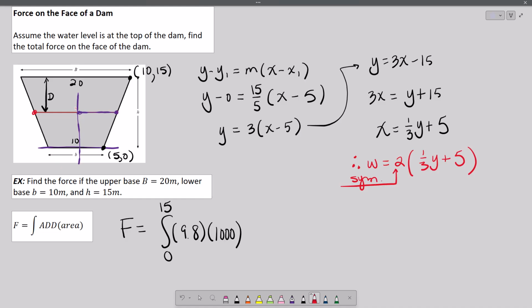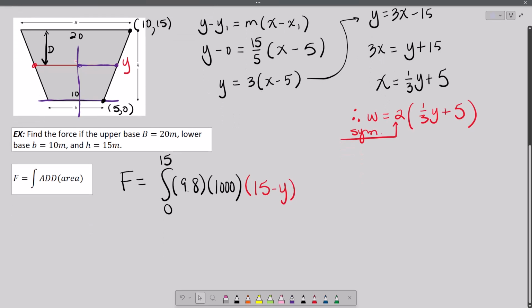15 minus y. So this generic strip that I drew here is the generic horizontal strip at y. Just like a generic rectangle that's vertical is at x, a generic horizontal rectangle is at y. And that complementary distance, this is 15 all the way to the top. This is y right to there, so that complementary distance is 15 minus y. So that goes in right there.